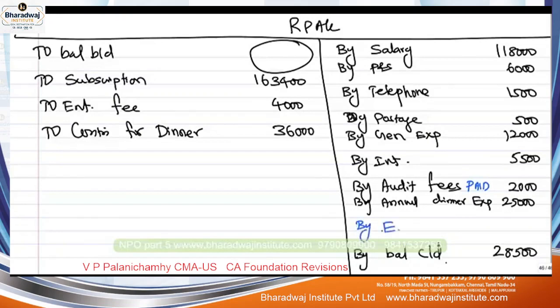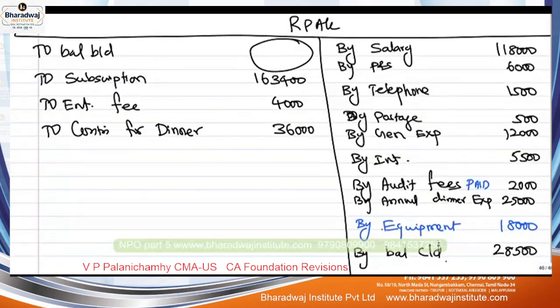We have done the working also. By equipment purchased. Closing balance 28,500 is given. Tally this, you will get the balancing figure as opening balance. The building and all will not come. Is it purchased current year? That loan also, that is not taken current year. Whatever is received and paid in the current year will come in the receipts and payments account. Tell me the opening balance. What is opening balance?